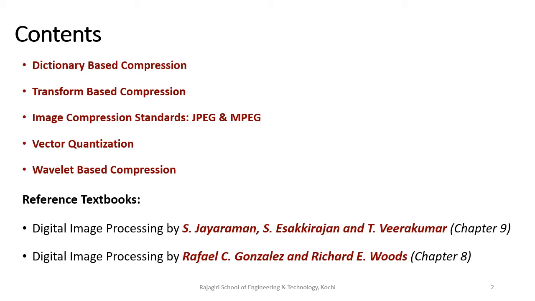The contents of this presentation are as follows. We will start with the basics of dictionary-based compression, and we will look at an example of a dynamic dictionary-based algorithm. Then we will discuss the basics of transform-based compression. We will also look into image compression standards such as JPEG and, for moving pictures, MPEG. After that, we will look into the basics of vector quantization and wavelet-based compression.